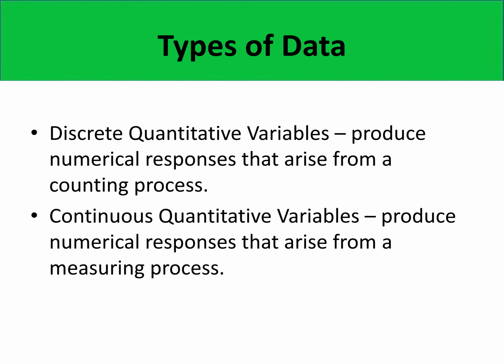Quantitative variables could either be discrete or continuous. Discrete quantitative variables produce numerical responses that arise from a counting process. So it answers the question, how many? Continuous quantitative variables produce numerical responses that arise from a measuring process. For example, how long, how fast, how heavy.